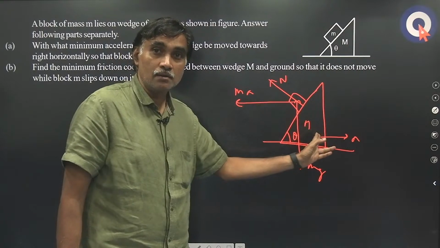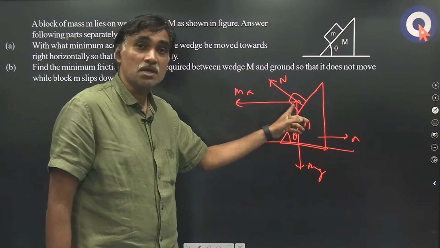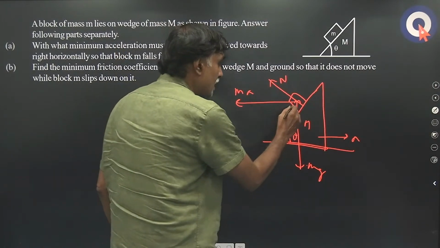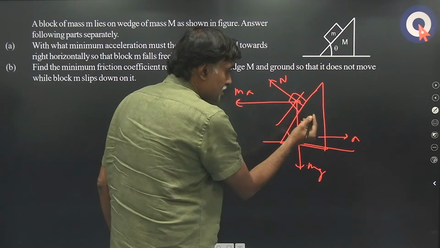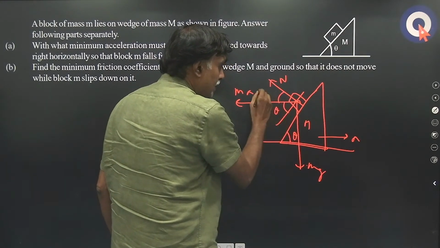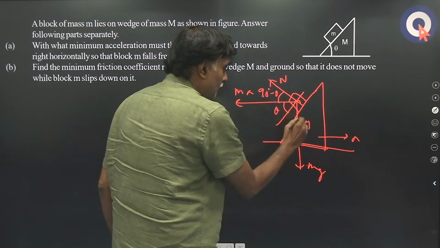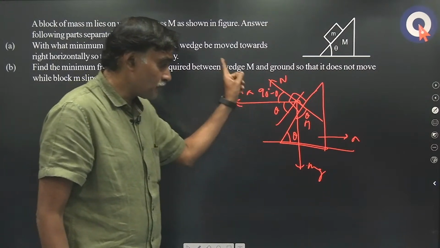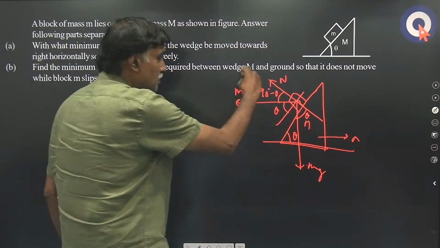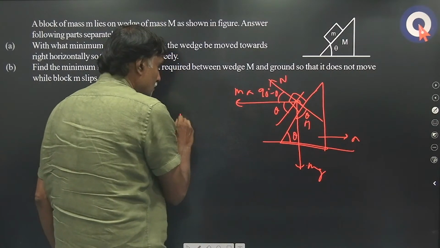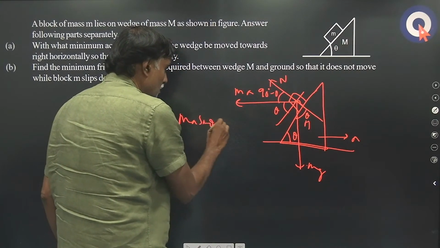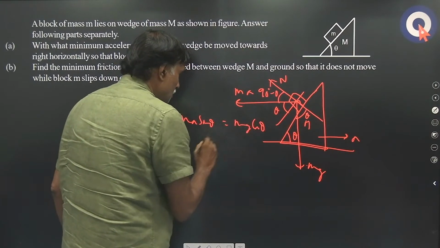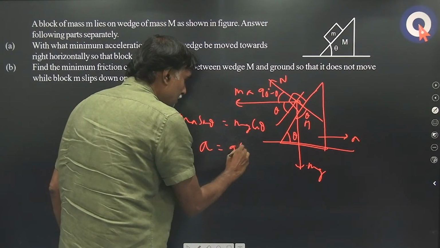Along the normal, net force on this should be 0 because it just loses contact. Normal force should become 0. So what is this angle? Now this angle is theta and this is 90 minus theta. And this is also theta. So net force in this direction is 0. So net force in this direction means MA sin theta equal to mg cos theta. So what is A? g cot theta, I'll write.